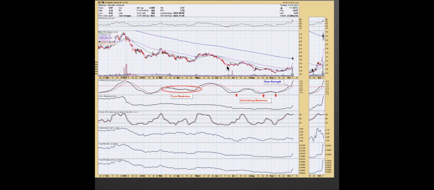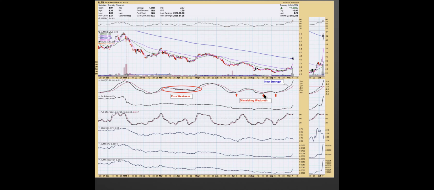So you have this steady decline. You get the PMO crossover buy signal, but it is well below the zero line. So what we call it is diminishing weakness. It's not necessarily new strength, it's diminishing weakness. And so we still have to be very careful with that particular buy signal. And you can see it didn't really amount to much.